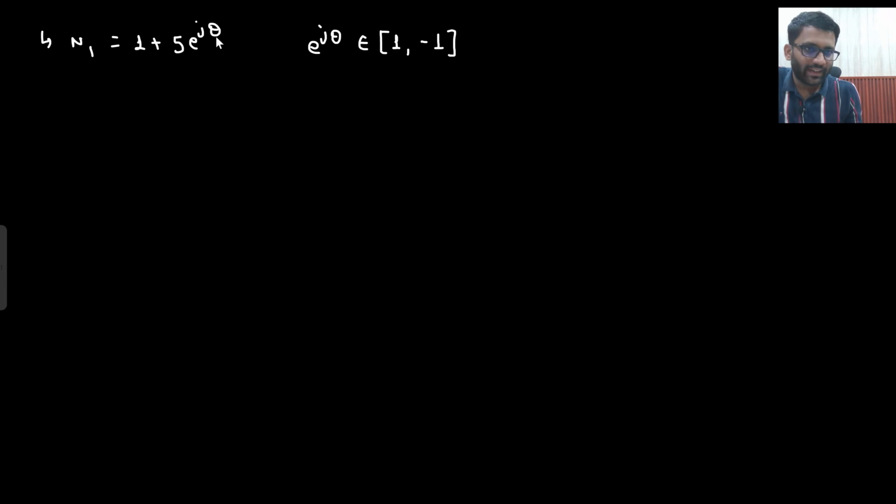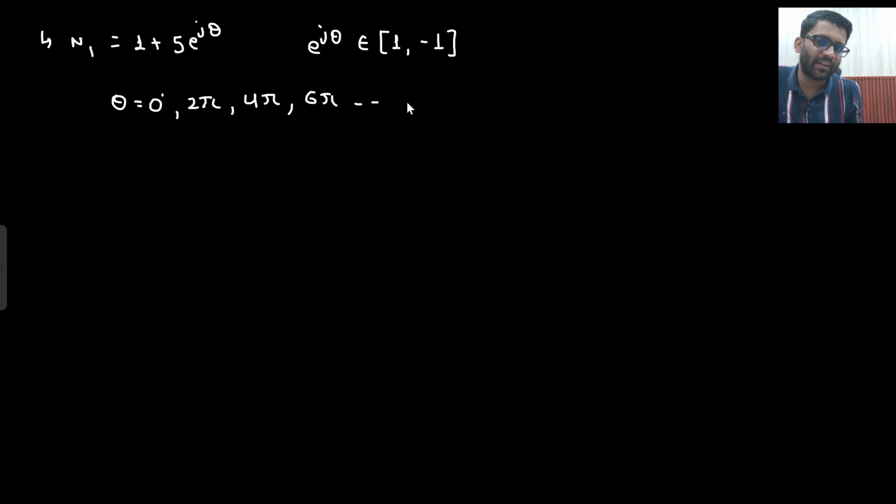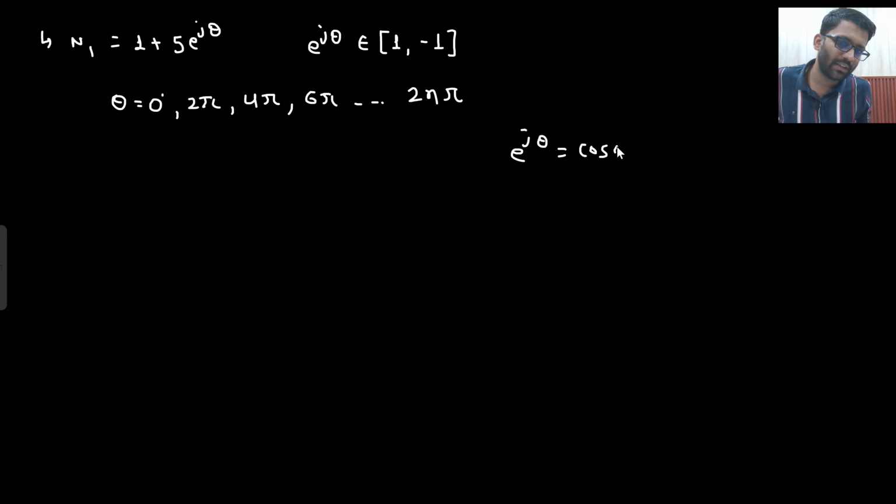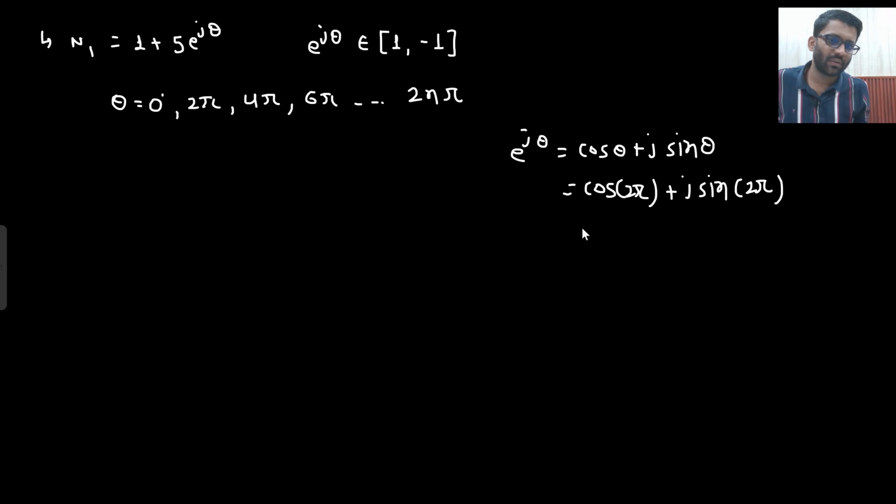Now when your theta is equal to 0, 2 pi, 4 pi, in radians, so 0, 2 pi, 4 pi, 6 pi in that manner, or you can say 2n pi, at that time, what is the value of e to the power j theta? E to the power j theta is cos theta plus j sin theta. So cos 2 pi plus j sin 2 pi. What is cos 2 pi? Cos 2 pi is 1. Sin 2 pi is 0.